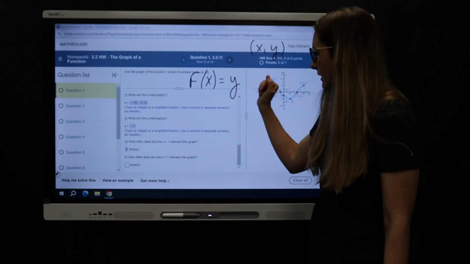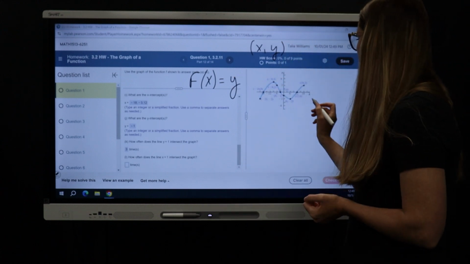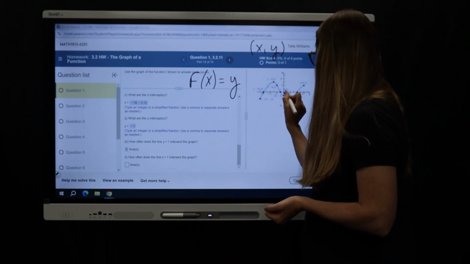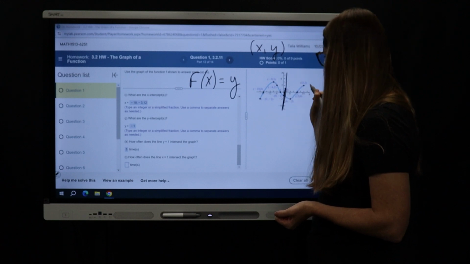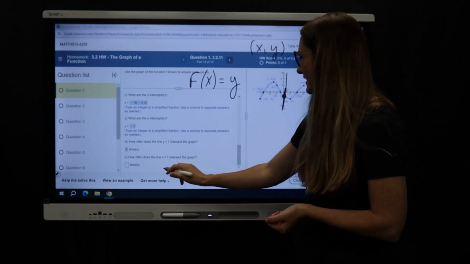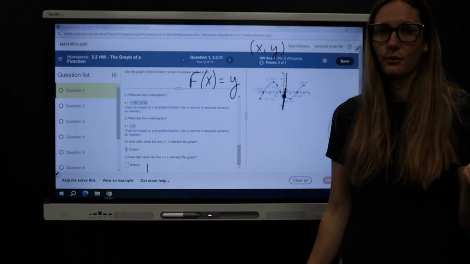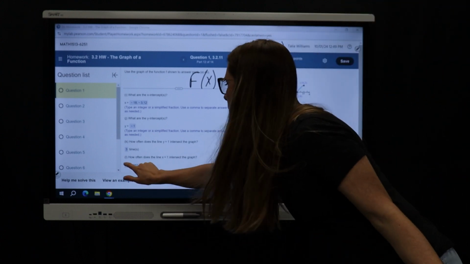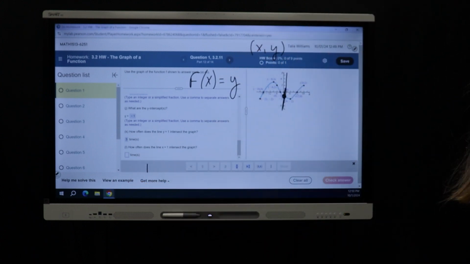How often does the line x equals 1 intersect the graph? So when x equals 1, they go by 3's here, so it's going to be somewhere in here-ish. Oh, that's rough too. But it's only going to cross one time, because for it to be a function, it can only cross one time. Click. Still didn't click.